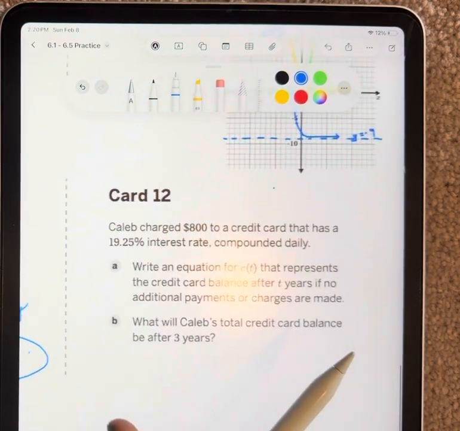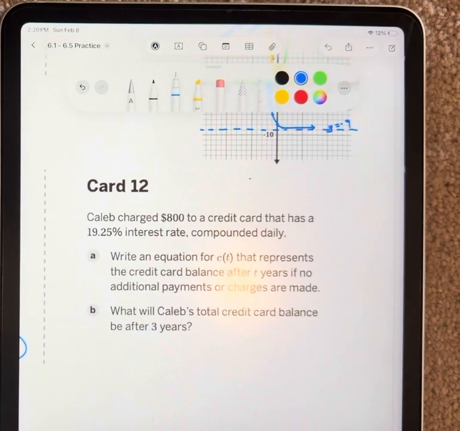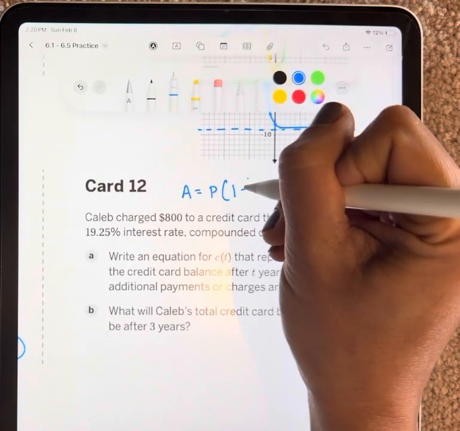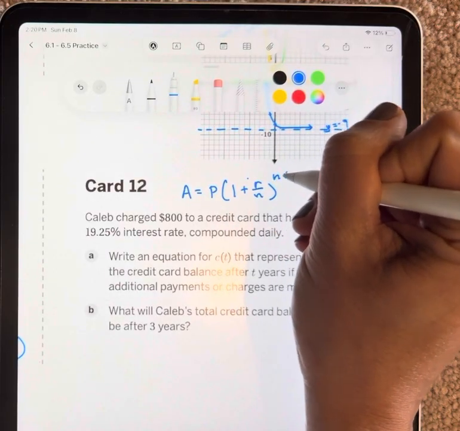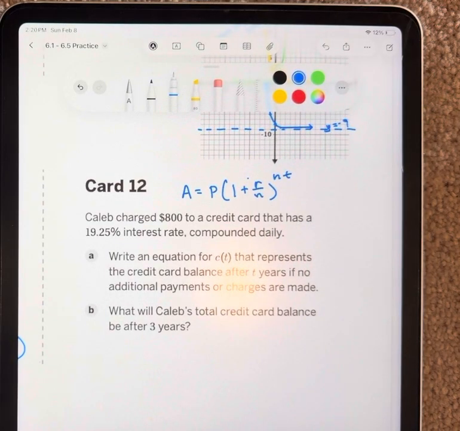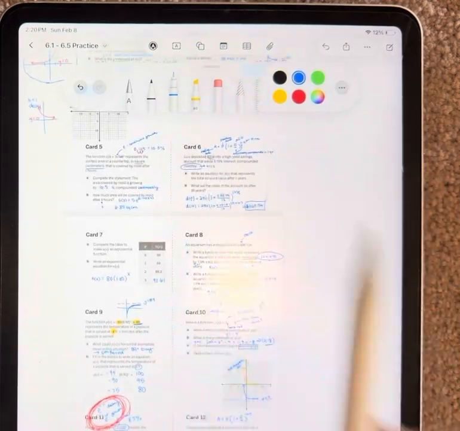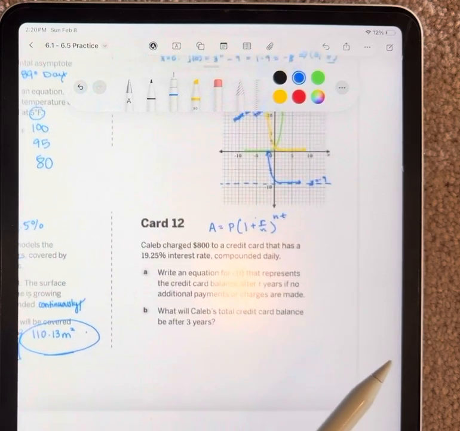Oh my gosh, we're at the last one, you guys. Caleb charged $800 to a credit card. It has a 19.25% rate, compounded daily. Write an equation for C of T that represents the credit card balance T years if no additional payments or charges are made. So again, you guys can use the formula, where all the stuff stands for all the stuff that I explained in card number 6. So you can go back and look at that if you need.